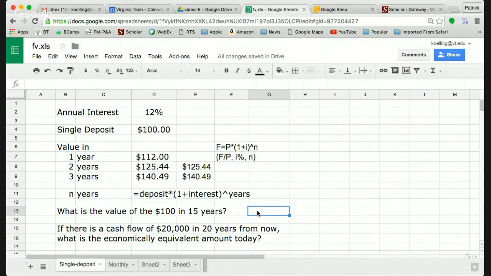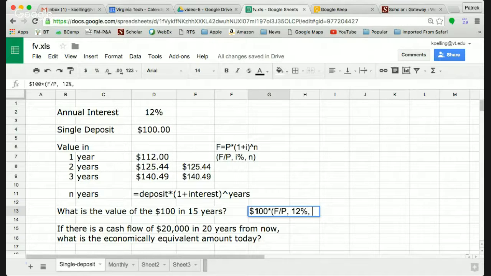Let's look at both of these here for another question. What is the value of our $100 in 15 years? 15 years down the road. Well, this would be equal to $100 times F given P. We're going to find a future amount. We're given a present amount.